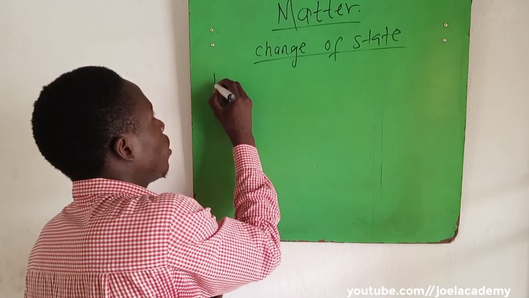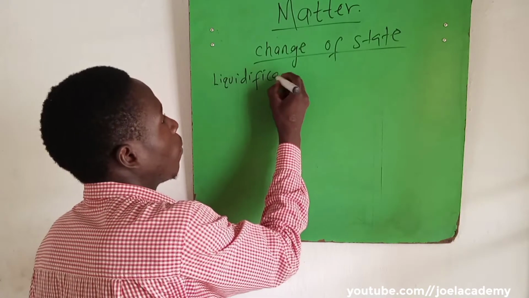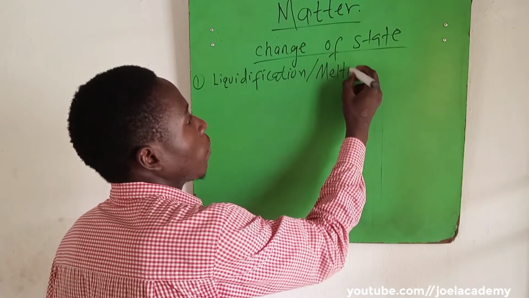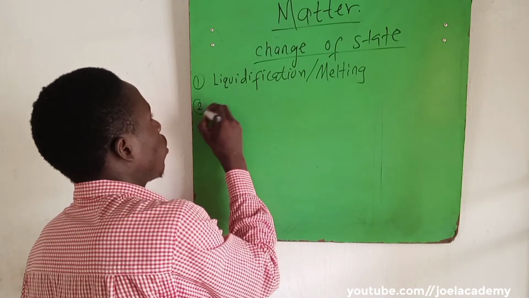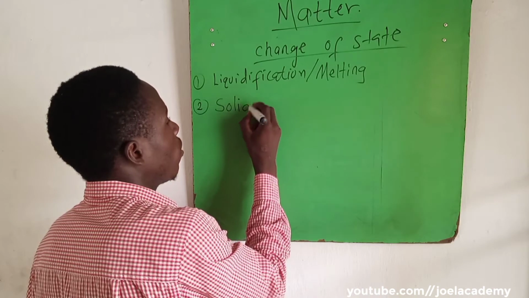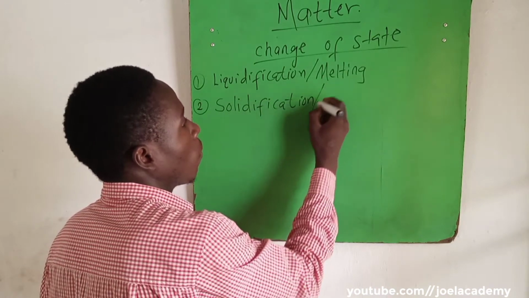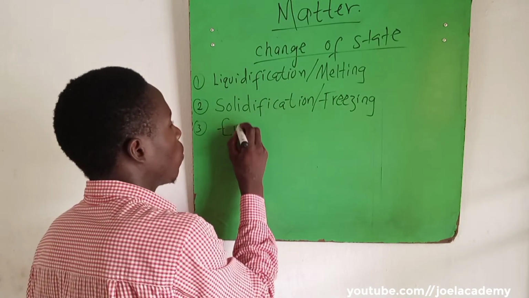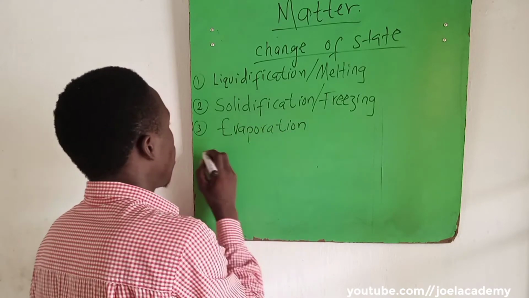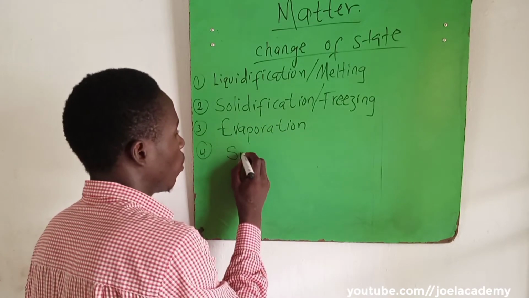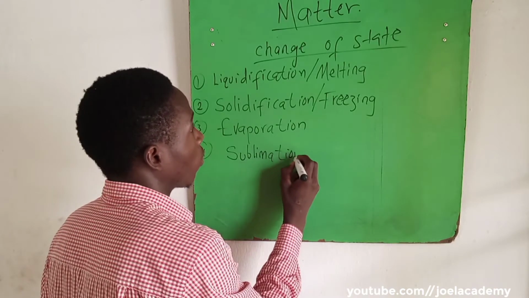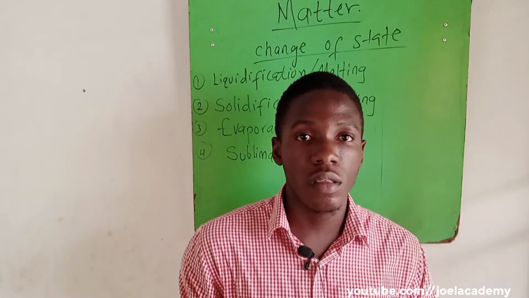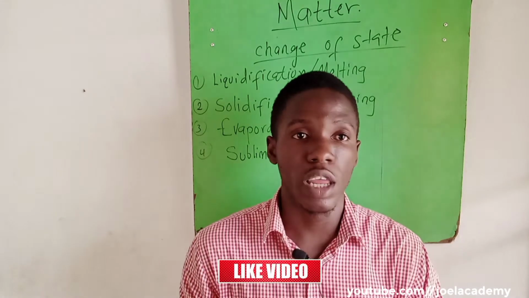We have what we call liquidification, or melting, we have evaporation, and lastly, we have what we call sublimation. Now, what is liquidification or melting? This has to do with a solid changing state from solid to liquid.